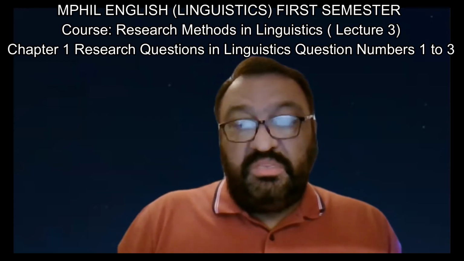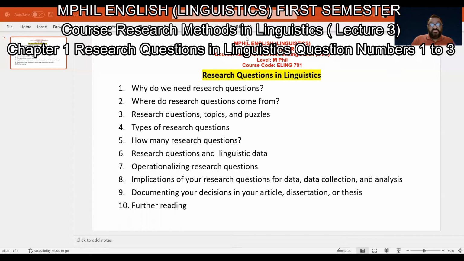Okay, this is the screen I shared in the last lecture: MPhil English Linguistics, first semester, course Research Methods in Linguistics, core, level MPhil, course code ELING 701, Research Questions in Linguistics. I discussed these 10 questions because today I am going to start the first 3 questions, so that in one lecture you may be able to have them. What are these 3 questions?